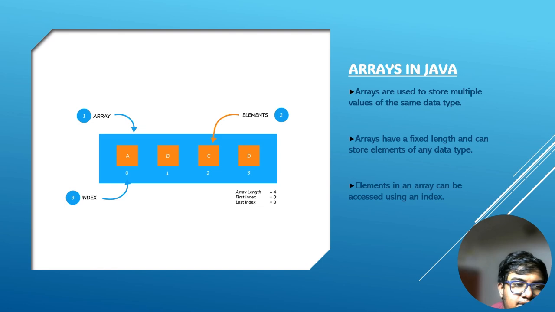So if you see in the picture here, even though it is A, B, C, D, you can see the index numbers below them: 0, 1, 2, 3. The data is accessed using these index numbers.